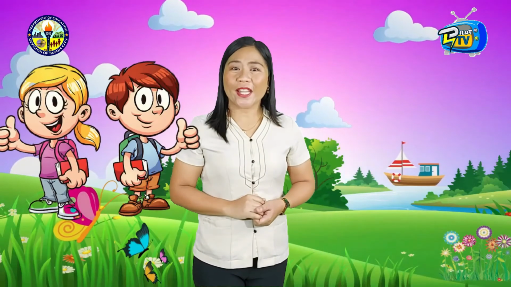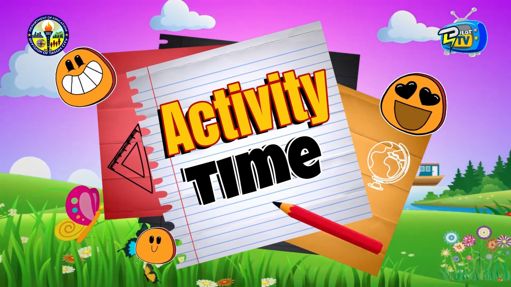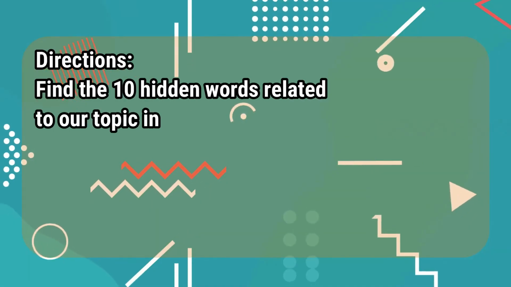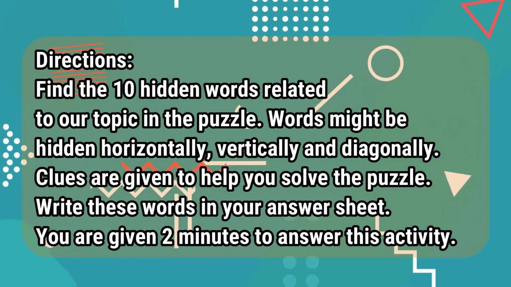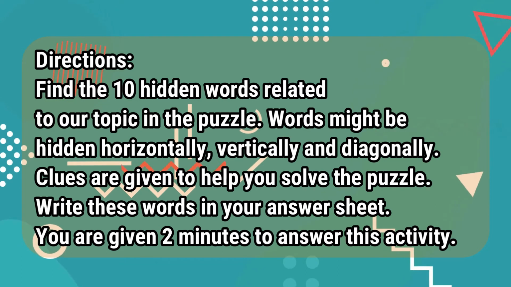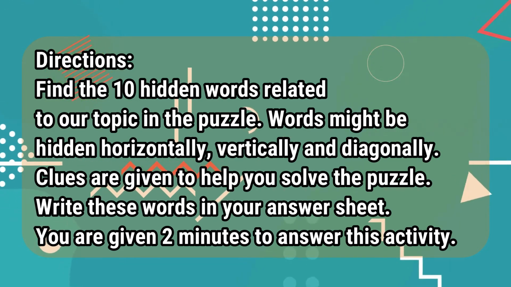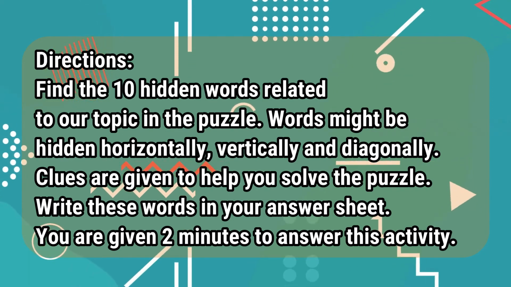Well done! You already know the different uses of weather instruments and make accurate weather forecasts. Now, let's check if you really understood the discussion by answering this activity. Directions. Find the 10 hidden words related to our topic in the puzzle. Words might be hidden horizontally, vertically, and diagonally. Clues are given to help you solve the puzzle. Write these words in your answer sheet. You are given 2 minutes to answer this activity.